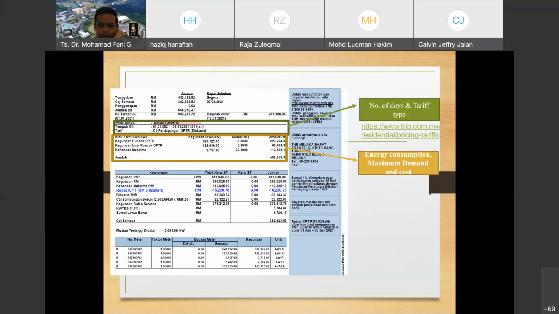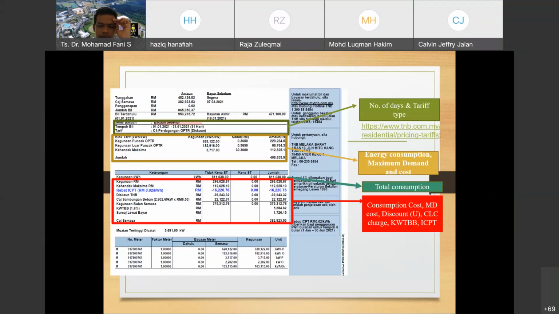Okay, so total electricity cost here is approximately 400K. And the other component, this one is total energy consumption. So this one is the other component of charge.